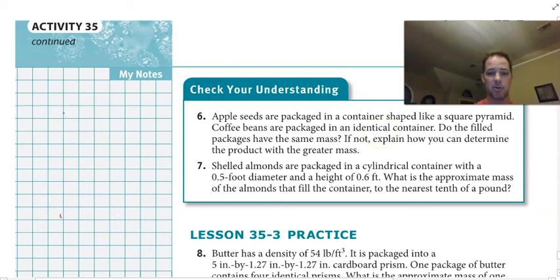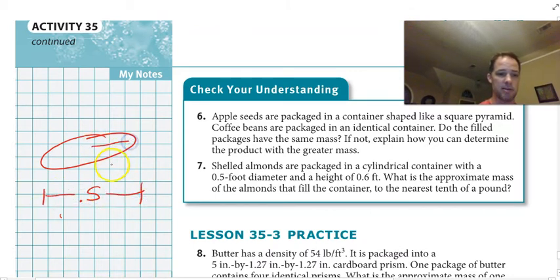Cylindrical container with a 0.5 foot diameter and a height of 0.6. So diameter is 0.5, which means the radius is 0.25, and the height of this cylinder is going to be 0.6 feet.